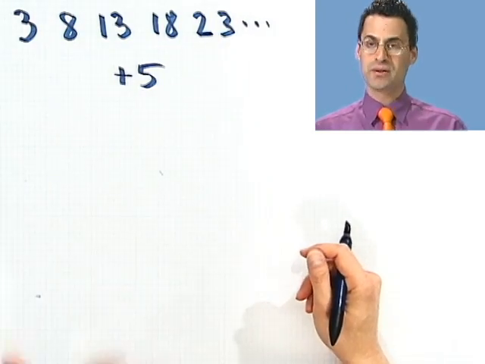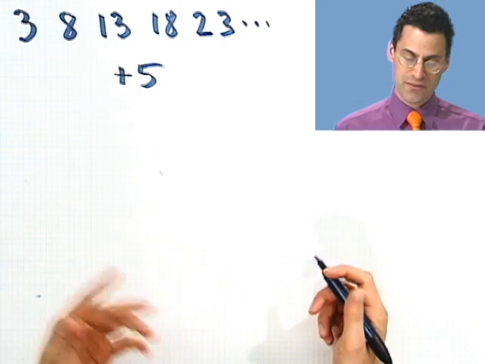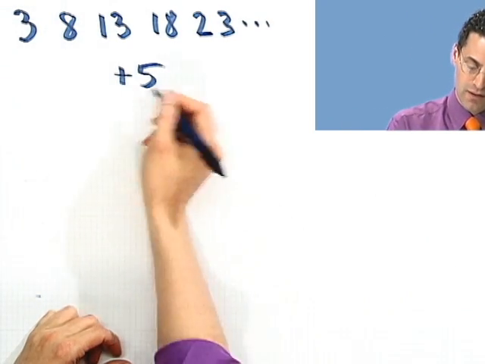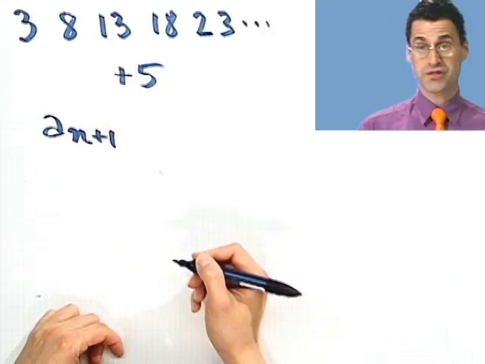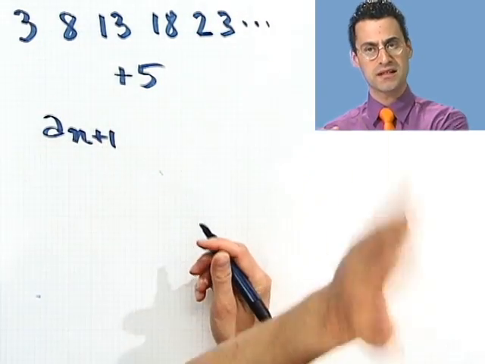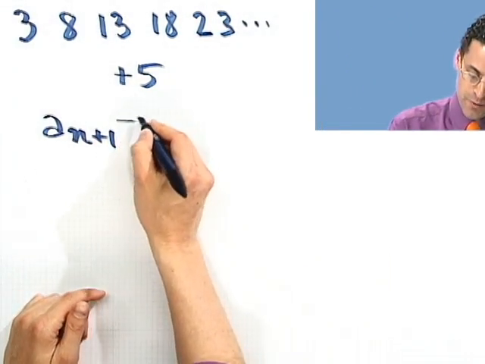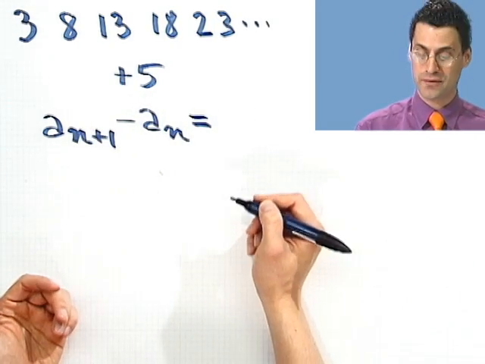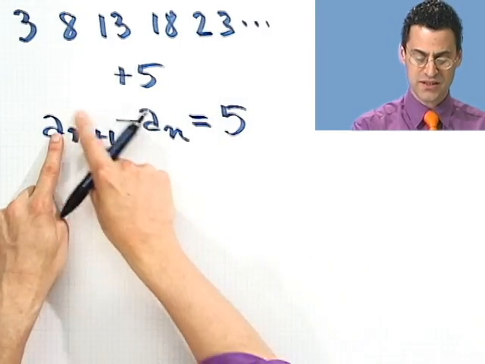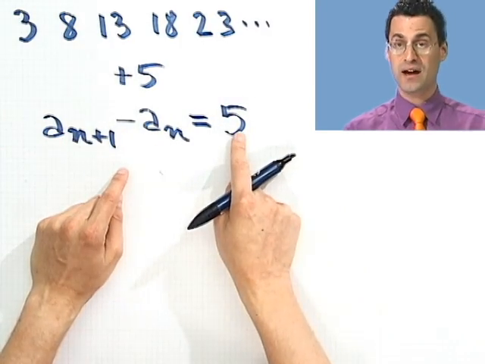Now, in fact, there's a really easy way of expressing this. Think about it. If to get the next term, you just take the previous term and add this fixed number, then let me write this down this way. If I take the n plus first term in the sequence, whatever n is, and I subtract off the previous term, what will this have to equal? Well, it'd have to equal 5, because to get this term, I just take the previous term and add 5 to it.